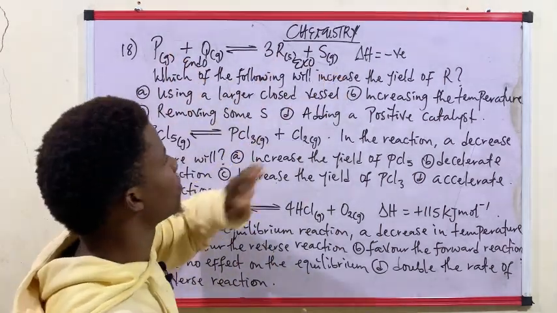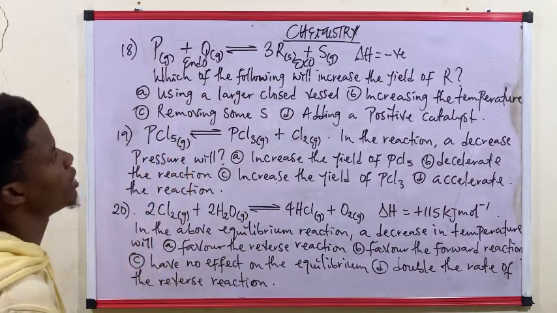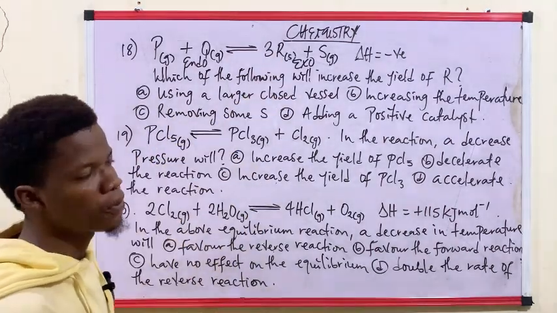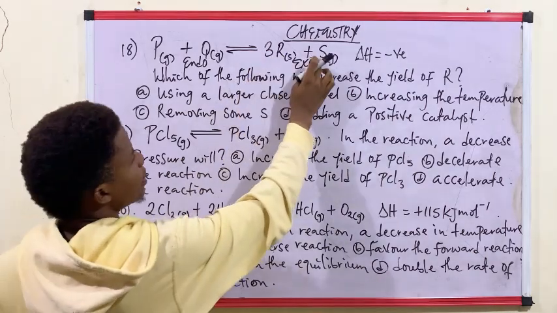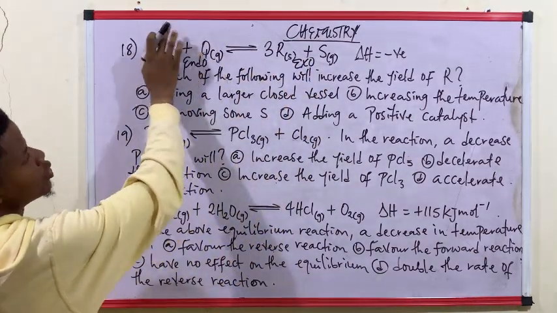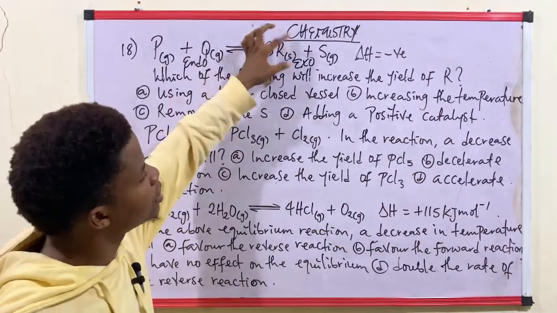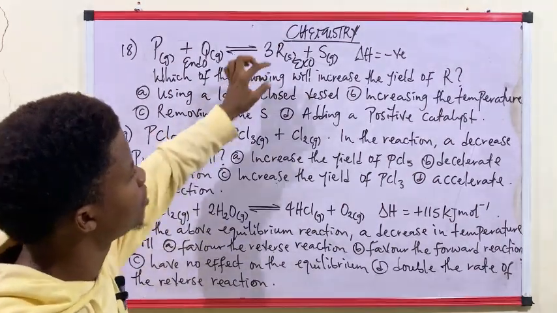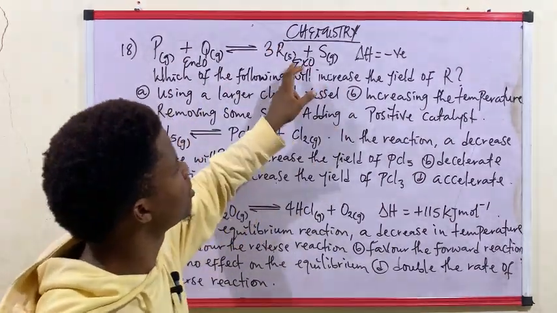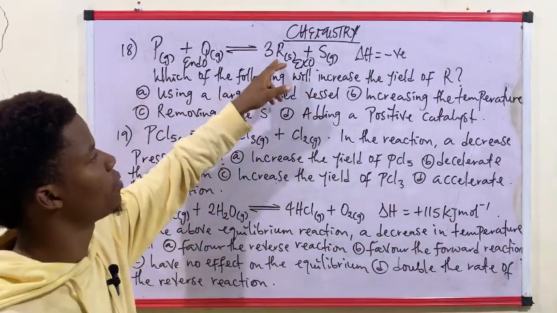Then we are going to decrease temperature. All right, and then we're also going to decrease pressure. Okay, because this side is a part of the higher volume. This side is 1 plus 1, 2. This side is 3 plus 1, 4. So I'm going to decrease pressure, decrease temperature, or we say we add or remove.